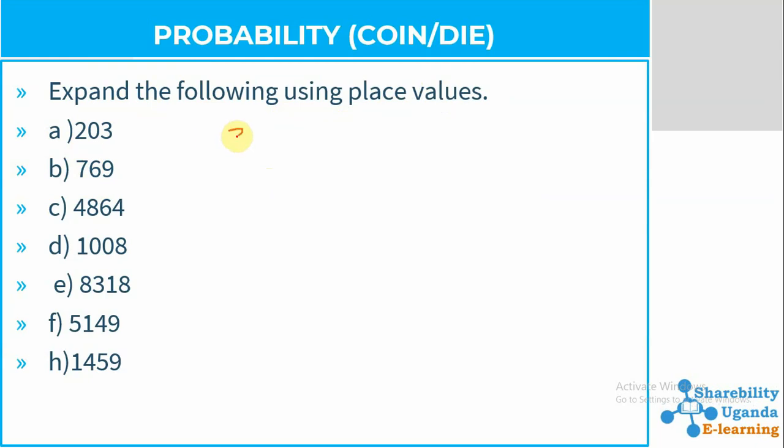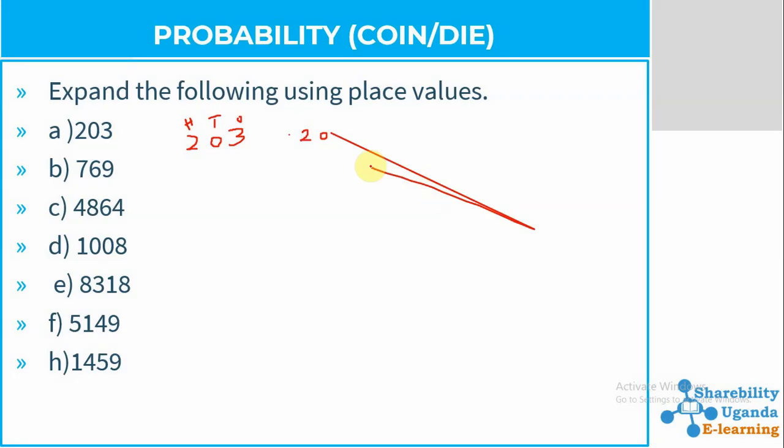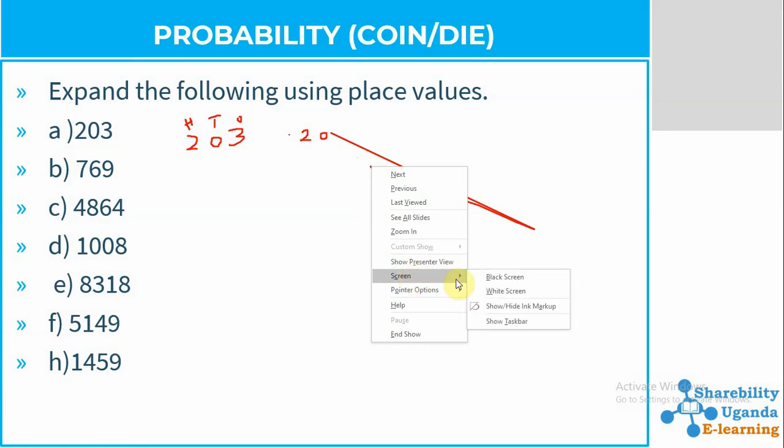For example, here we have our 3, we have our 2, okay, 203. Remember, our 3 is in the place value of 1s, our 0 is in the place value of what? Place value of 10s, and our 2 is in the place value of what? Okay, 100, like that. So this simply means we shall be able to have our 200, okay.